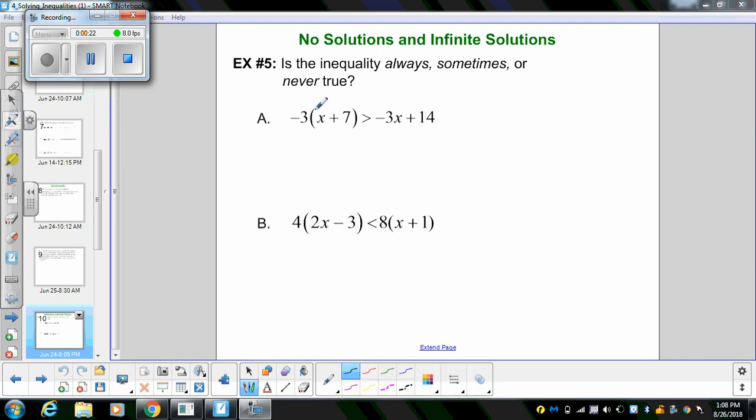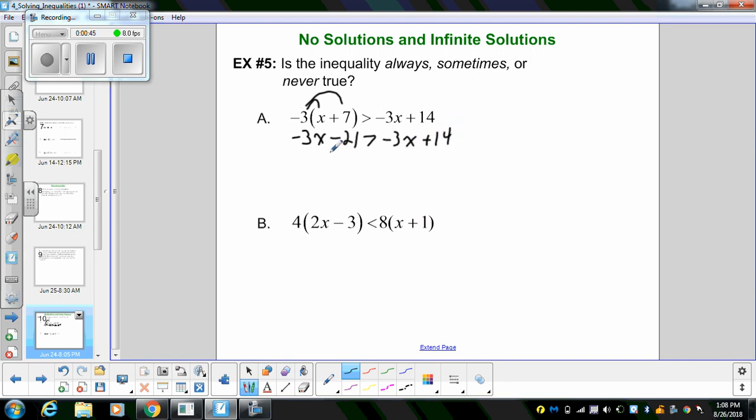Alright, so first thing we got to do is get rid of the parentheses. So again, to get rid of the parentheses, we're going to distribute. So negative 3 times x gives me negative 3x. And negative 3 times positive 7 gives me negative 21. We have negative 3x plus 14 on the right side. Alright, now this one, they're both the exact same number, so we're just going to move one of them, so it's going to move to the left.